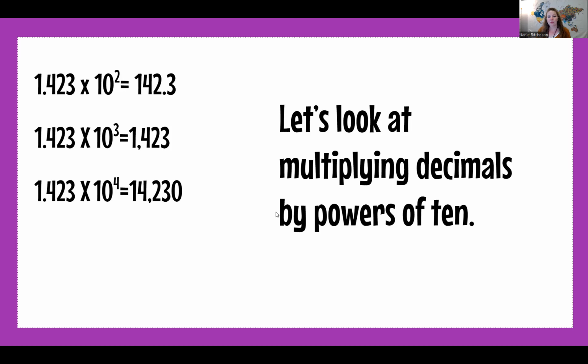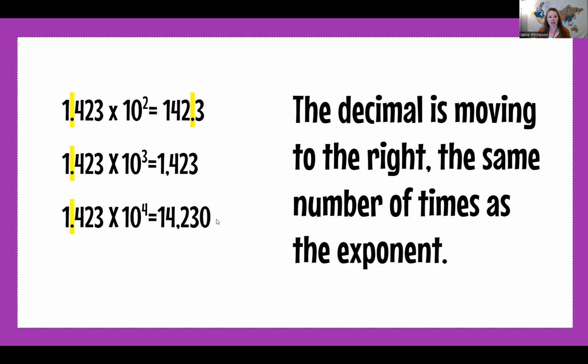So let's look at multiplying decimals by powers of 10. Well, same thing. We're going to move that decimal to the right, however many places this number is. So if we move our decimal to the right 2 places, we would go 1, 2. So the decimal would be between the 2 and the 3. So 1.423 times 10 squared is 142.3. This one, we're moving our decimal all the way to the end, 3 places. So this times 10 to the third is 1,423. And you can see the last example as well. The decimal is moving to the right the same number of times as the exponent.